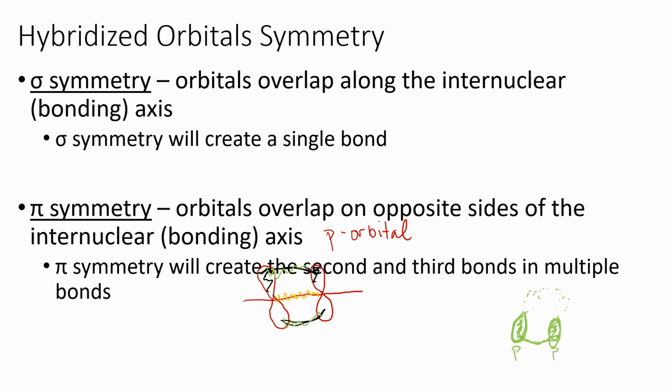So again, we have sigma symmetry, which is always going to be single bonds. It will also always be the first bond in a multiple bond. In order to generate multiple bonds, I need to have unhybridized p orbitals. And when those unhybridized p orbitals overlap, they will form our pi symmetry, or our pi bonding.